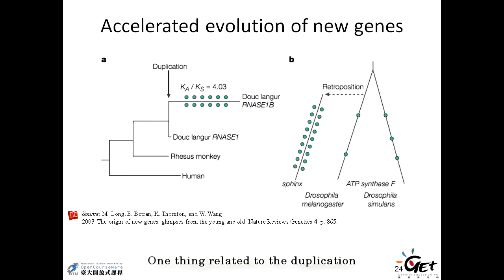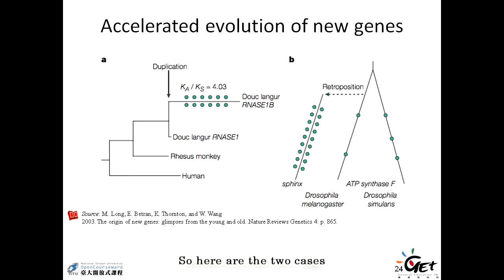One thing related to the duplication is the acceleration of evolution, the accelerated rate of evolution. So showing this slide, there are a couple of cases to show that after duplication, the lineage becomes much longer. You already studied, at least practiced on the computer, how to analyze or calculate KA/KS. And also we can do comparison between different lineages.